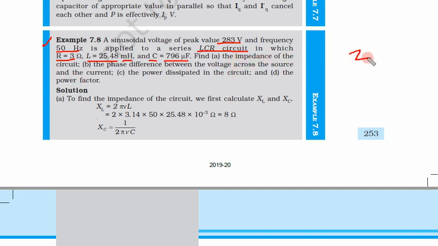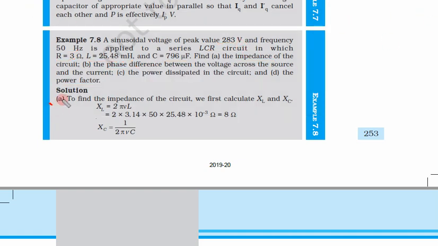First we have to find the impedance Z, then the phase difference between the voltage across the source and the current. We also have to find the power dissipated in the circuit, P, and the power factor, cos phi. So these are the things that we have to calculate. Let us solve this numerical problem.